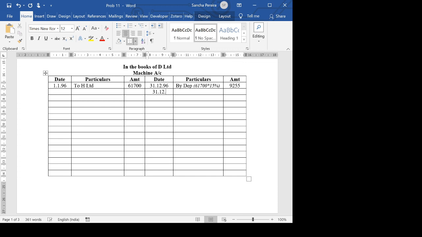Okay, close the machine account. 31st December 96. By balance carried down. The amount is 52,445. So this will be 61,700. 61,700. 1st January 97. To balance brought down will be 52,445. So we have finished the first year. Okay. Now we move on to the second year.